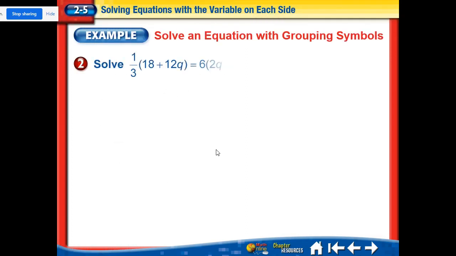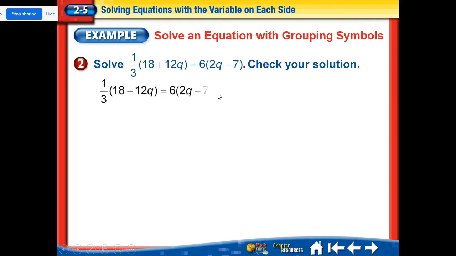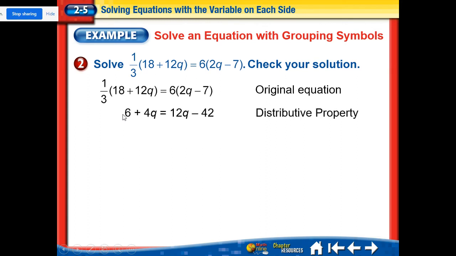All right. Now let's try ones with grouping symbols or parentheses. Now, what you do with parentheses is we're going to have to distribute what's on the outside. This 1/3 has to get multiplied by everything inside. This 6 gets multiplied by everything inside. So 1/3 of 18, so it's basically 18 divided by 3, is 6. 12 divided by 3 is 4. 6 times 2 is 12. 6 times 7 is 42.